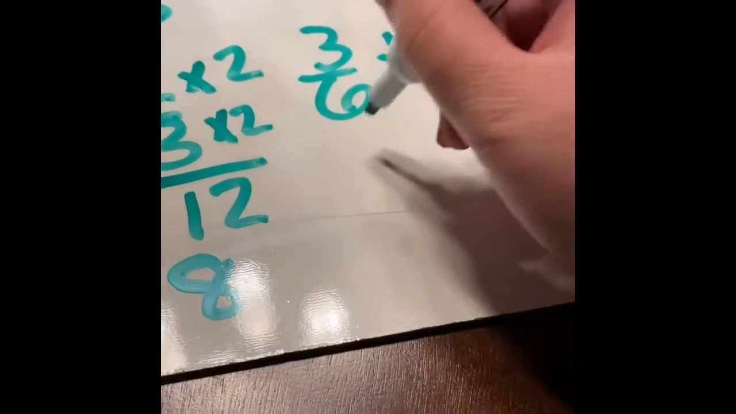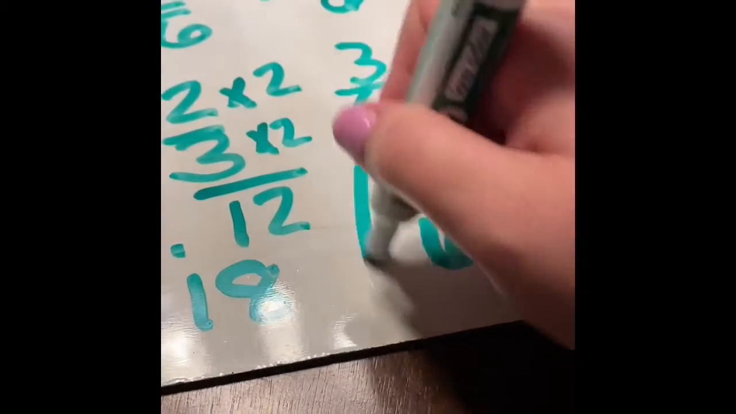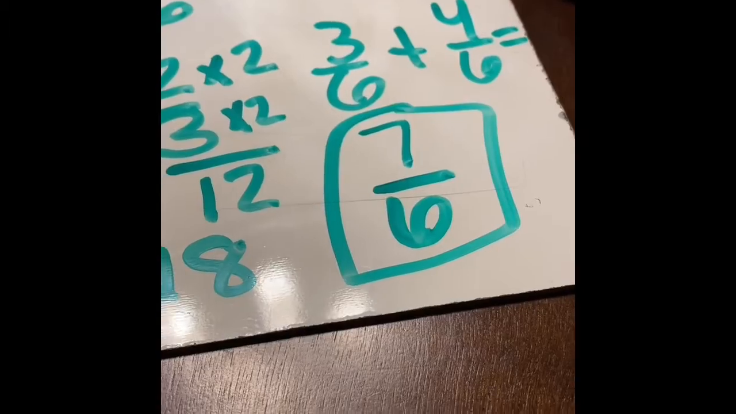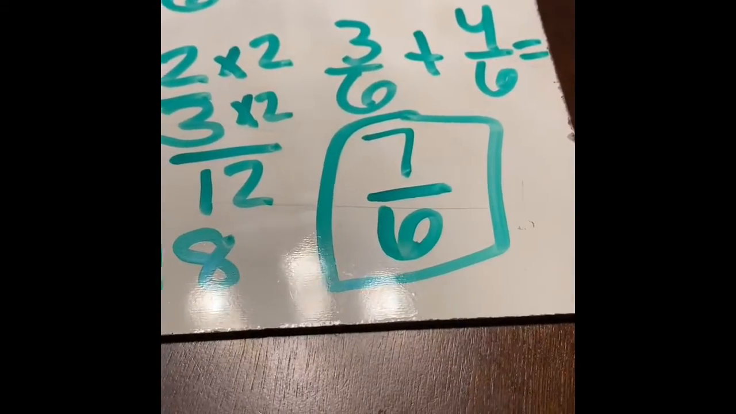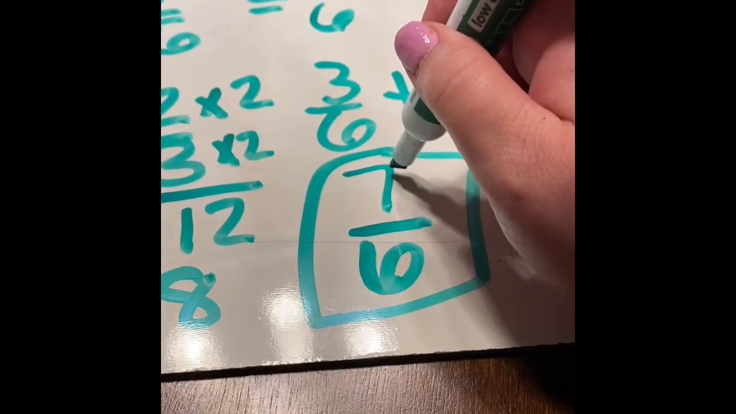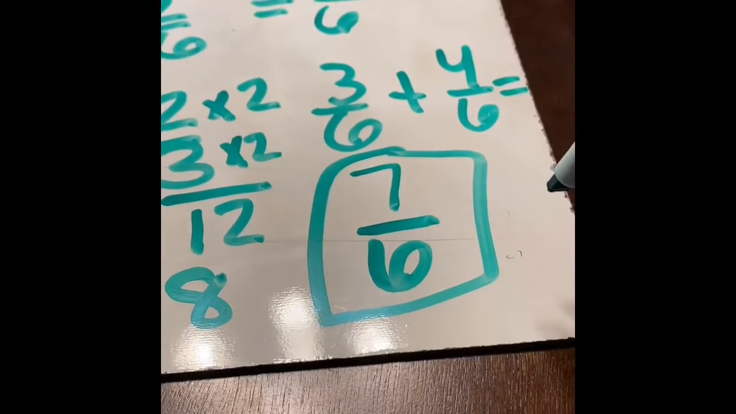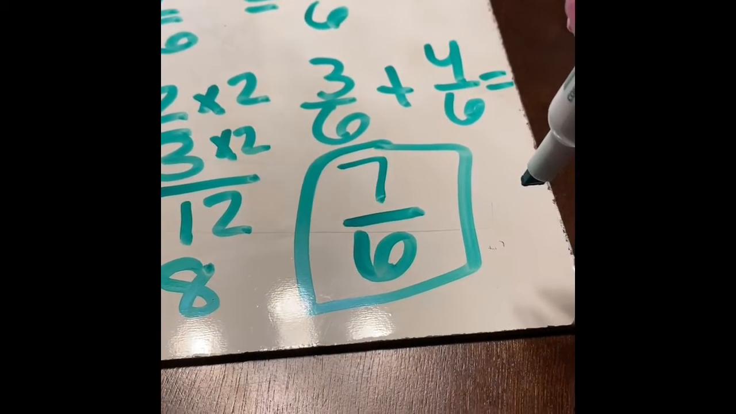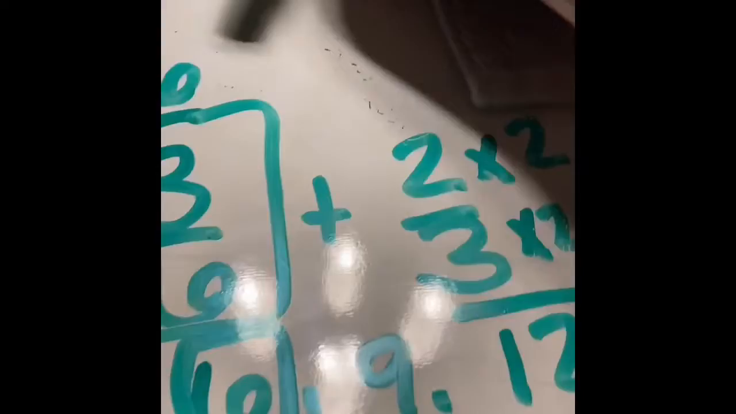Now I'm going to add them since they have the same denominator. 3 plus 4 is 7. My denominator stays the same, so I have 7/6. Now this fraction is called an improper fraction because this number is larger than this number. So when I have an improper fraction, I am going to divide. I'm going to erase my work up here.